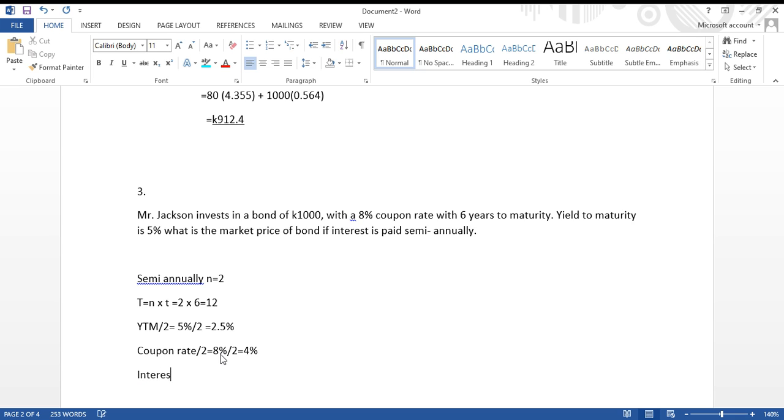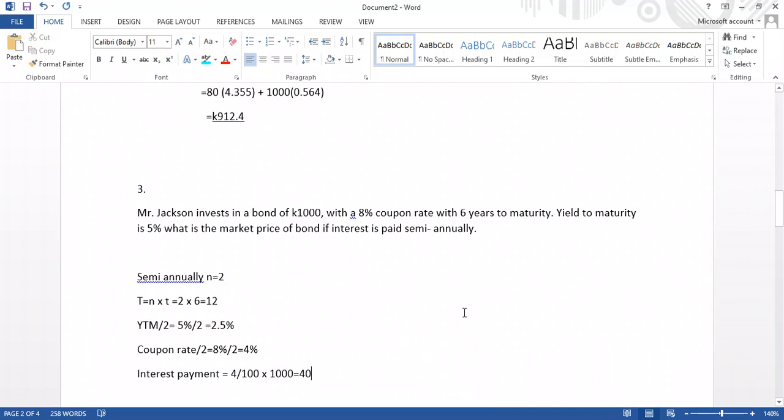Let's see what our interest payment is. Since our coupon rate has gone down, remember the interest payment is the interest rate times the par value. So we're not going to use 8%, we're using 4%. So 4/100 times 1,000. That's how we get the interest payment: the interest rate times the par value. So the interest payment will be 40 kwacha. So in a year, once we purchase this bond, we'll be getting interest payments twice that year.